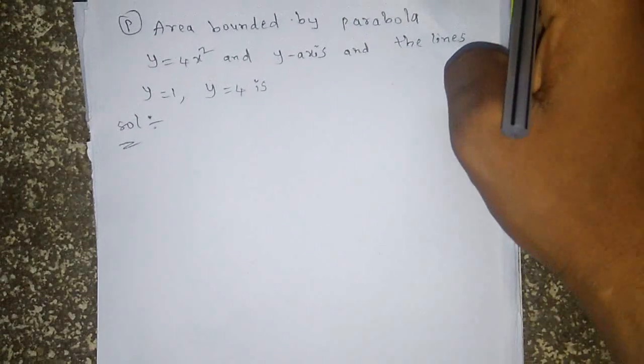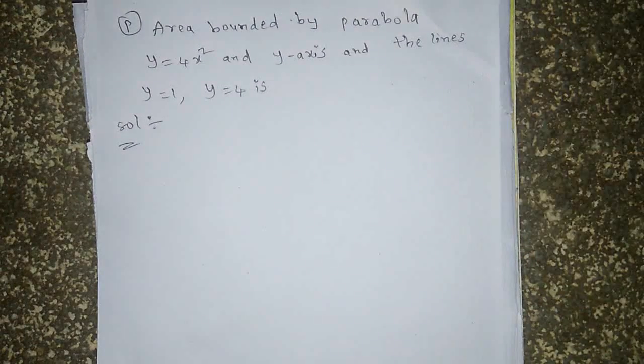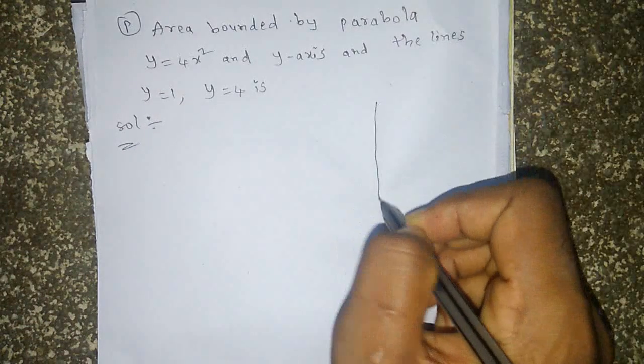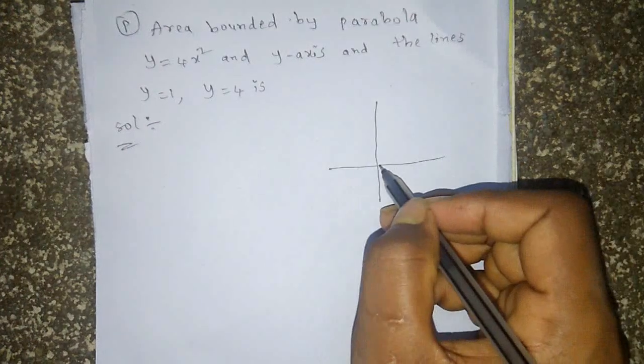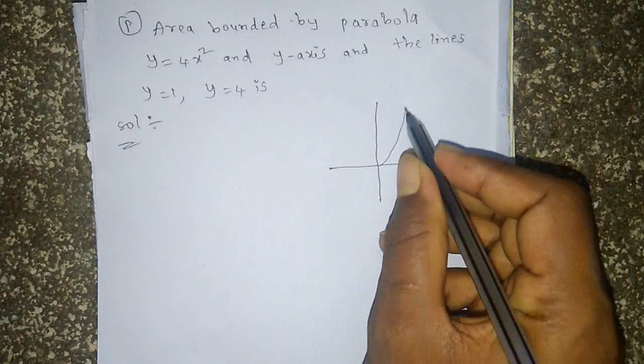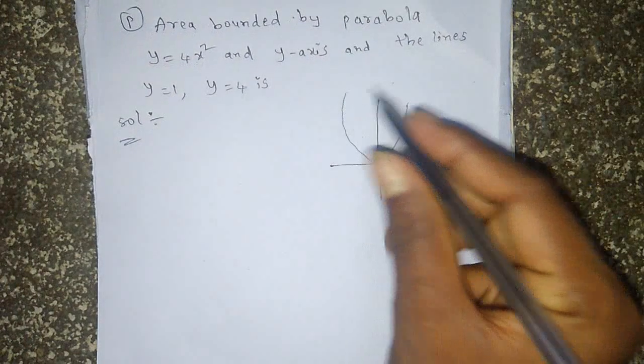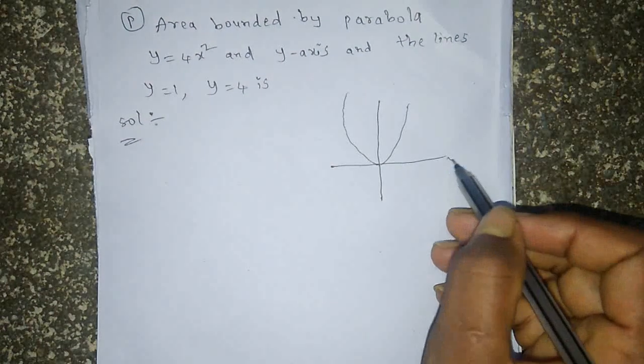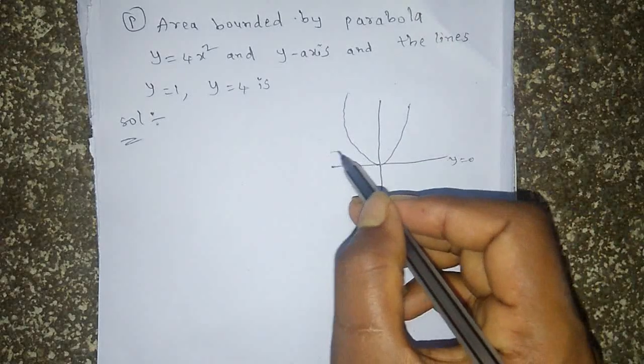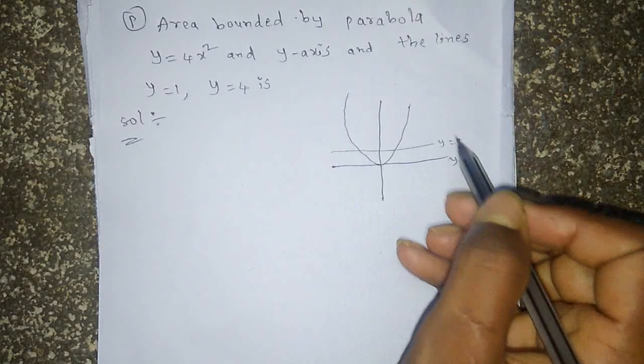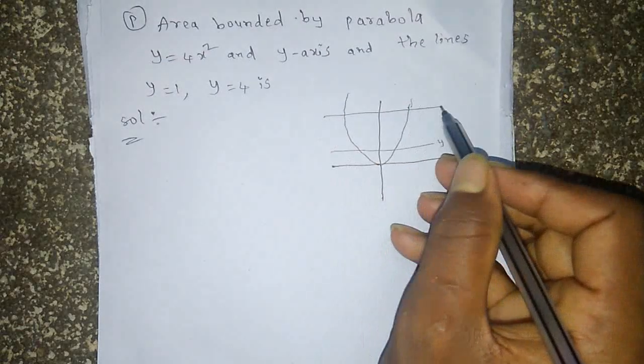Our next problem is the area bounded by the parabola y = 4x², the y-axis, and the lines y = 1 and y = 4. So let us draw a simple graph. y = 4x² is like this. This is y = 0, the x-axis, the line y = 1 will be here, and y = 4 will be here.